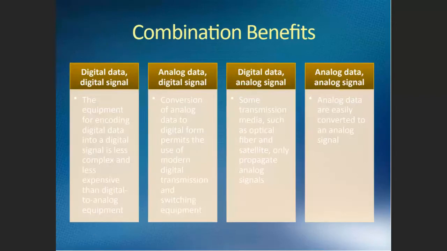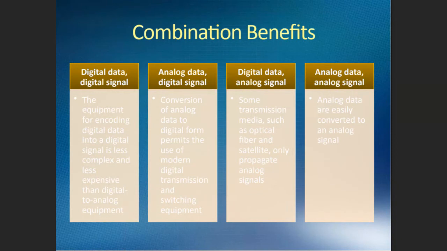Now, these are the combination benefits. Why are we doing this? What is the benefit of each one? For digital data and digital signal, the equipment for encoding digital data into a digital signal is less complex and less expensive than digital to analog equipment. Always, if you are moving to digital, it's cheaper, less expensive, more efficient. Analog data and digital signal: conversion of analog data to digital form permits the use of modern digital transmission and switching equipment.